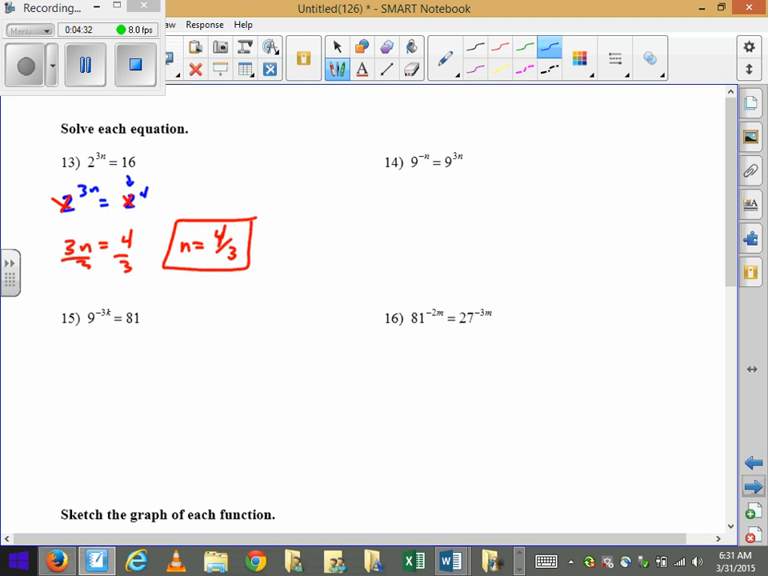Here we've already got the same base. We can go ahead and cancel those out. We end up with negative n equals 3n. We'll add n to both sides, so we're left with 0 equals 4n. Divide both sides by 4, and that tells me n equals 0.